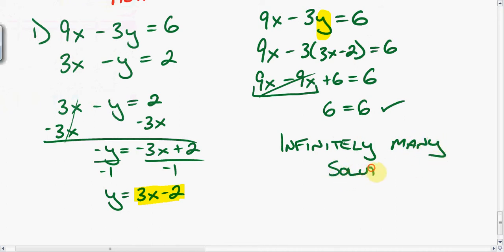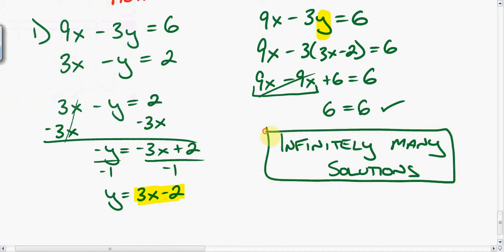If your variables canceled, and you had two numbers on both sides of the equal sign, and they were not the same number, you wouldn't have infinitely many solutions, you would have no solution. So that's the difference. In both cases, the x or the variable will cancel. You just have to analyze what's left. If they equal each other, infinitely many. If they don't equal each other, you have no solution.